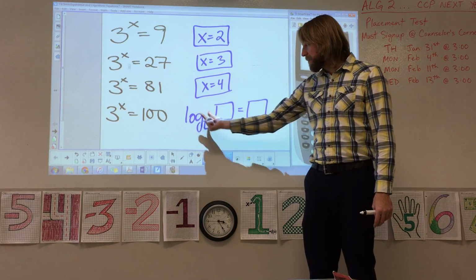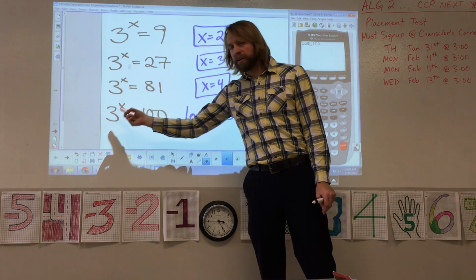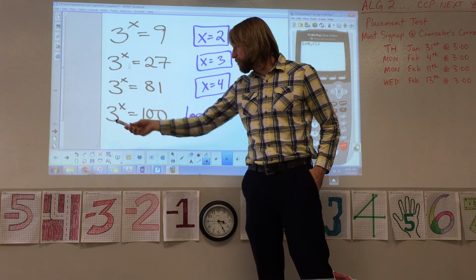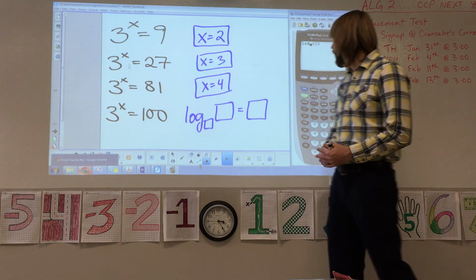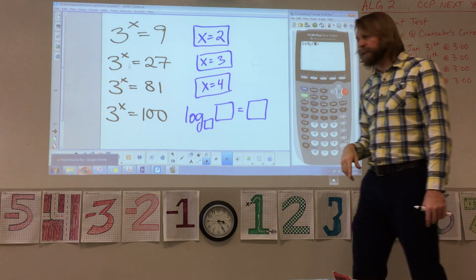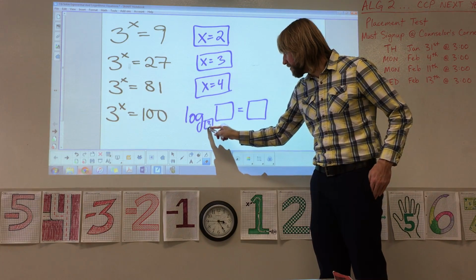So what's at the bottom of the log, or the base of the log, is always what's at the bottom of the exponent, or the base of the exponent. So this is a 3 at the bottom of the exponent, so 3 is going to go at the bottom of the log. I'm going to type a 3 in there and then kick over to the right to the other spot. So we have log with base 3.